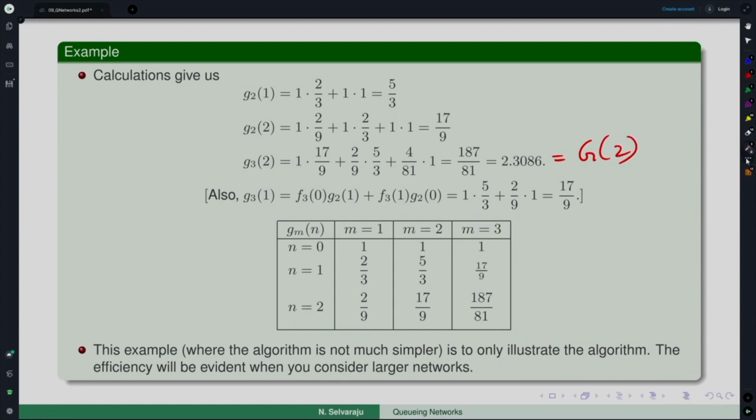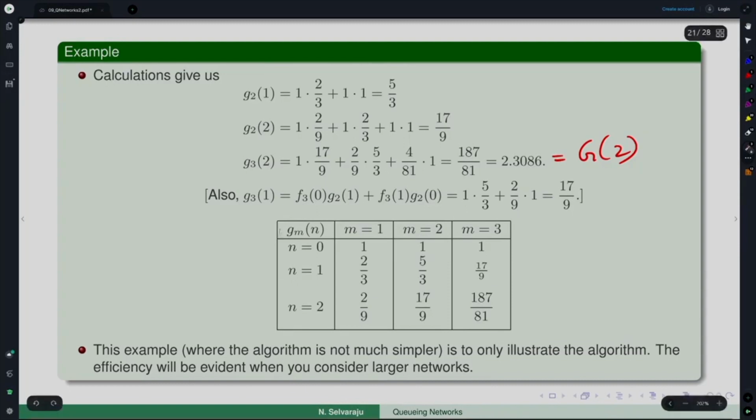You remember, this is what we had obtained earlier also when we did the naive computation here. This is a very simple example with 2 customers, so the algorithm may not have helped to get a lesser number of computations. It is just an illustration of how the algorithm works, but the efficiency will be evident when you consider very large networks.